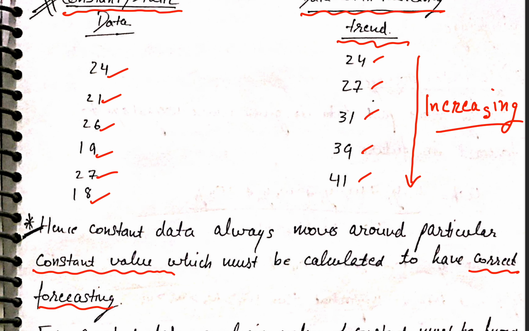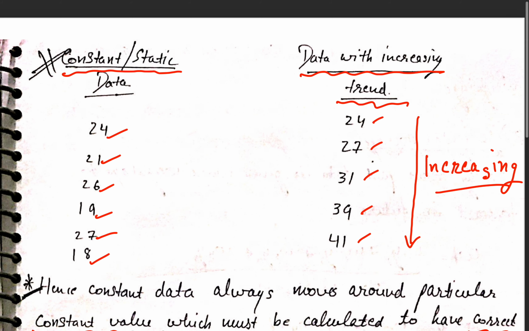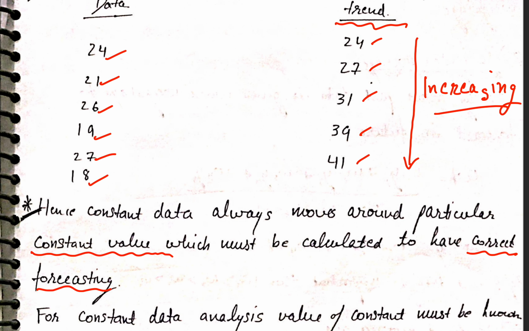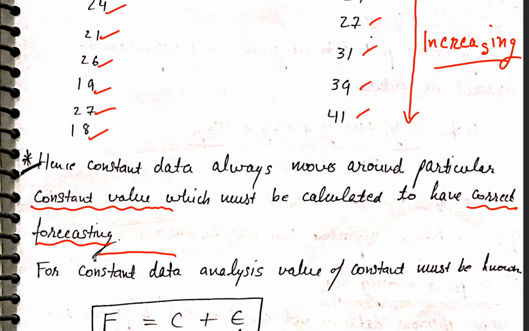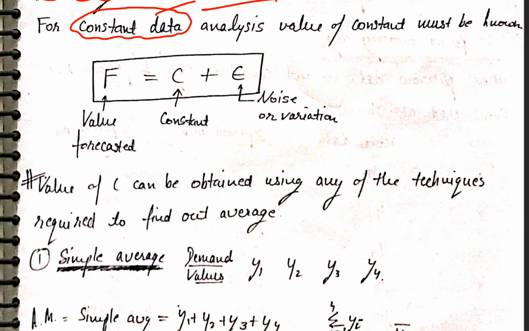Now we will start studying the constant data, static data. From now on, we are studying the constant data. Keep this in mind: this is our main topic from this class, constant data analysis. Now what it's saying is that for constant data analysis the value of the constant must be known.